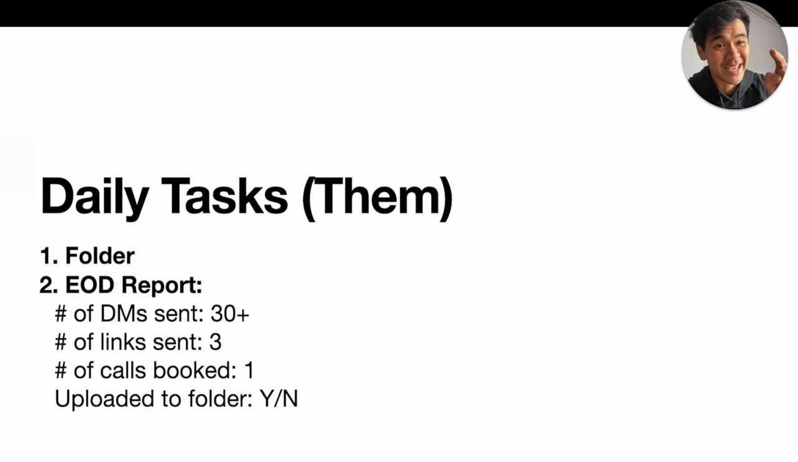Daily tasks. What do they do? I like to keep a folder where you keep track of all the conversations that actually booked a call. That helps because that way you have an archive and you can see what are the pain points that you can target. It also helps if you ever want to hire a setter in the future, you can just give them that. And EOD report, that stands for end of day. So number of DMs sent, 30 plus, number of links sent, 3, number of calls booked, 1. By the way, these are really good numbers. If you're sending 30 DMs and you're booking 1 call, pretty good. And upload it to folder, yes or no. You just want to hold them accountable, and the folder keeps becoming that sales asset you can use for yourself and for anybody who's ever in your team.